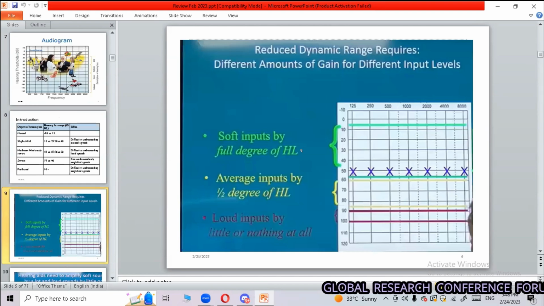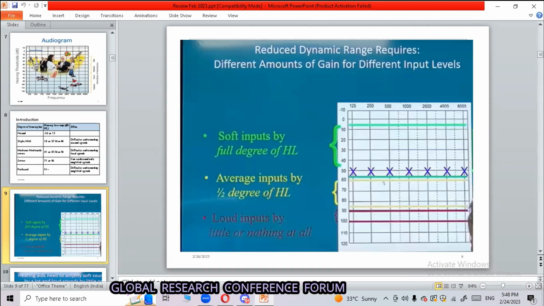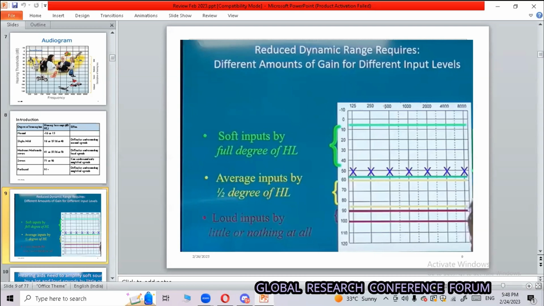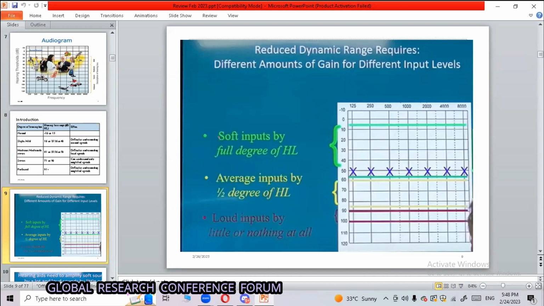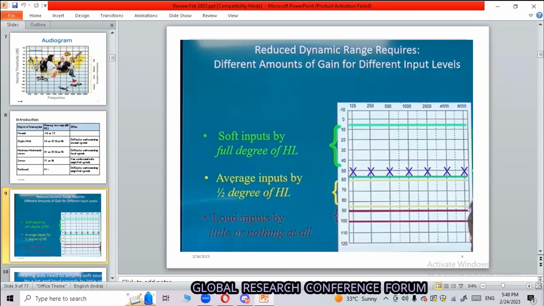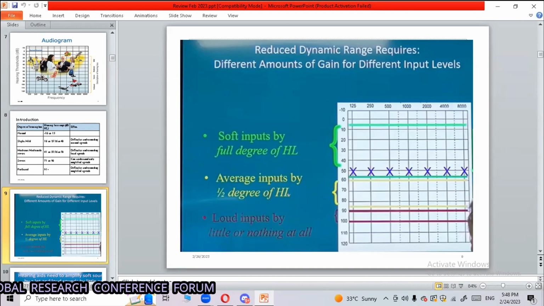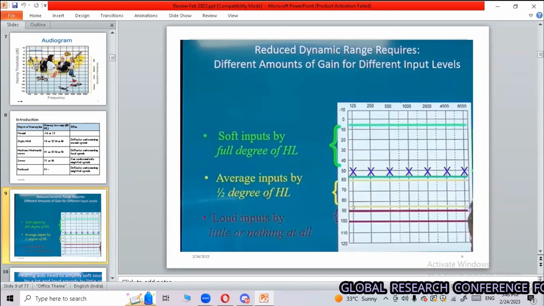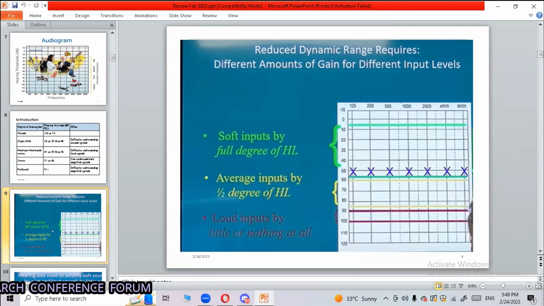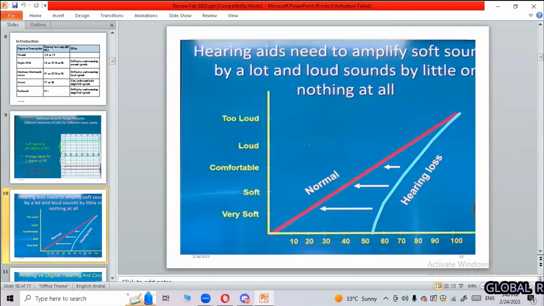So here this is the sample which I have plotted. We are plotting the graph for one person, and here soft input by full degree of hearing loss we are applying. And here this color, yellow color, shows average input by half degree of hearing loss, and loud inputs by the little or nothing at all will come in the range of 90 to 180. Again, here there is one more graph.